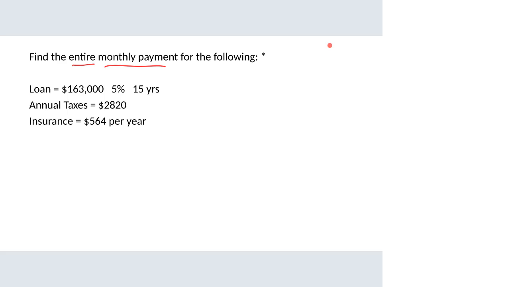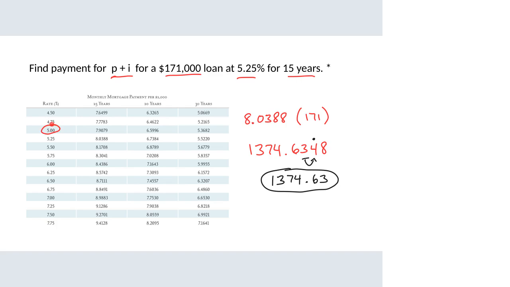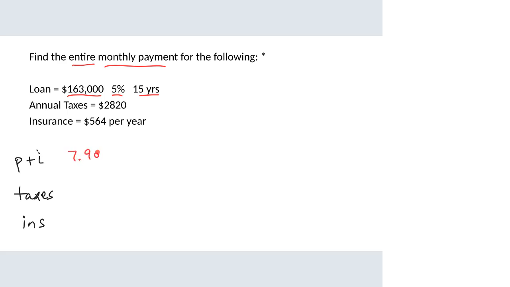So the things we need to make sure we include are principal plus interest, taxes, and insurance. Our principal plus interest is going to be based on these numbers right here, 163,000, 5% for 15 years. So I have to remember that 5% for 15 years when we go back. 5%, 15 years, those two come together at this 7.9079. We need to multiply that by however many thousands we borrowed. That's 163 thousands that got borrowed. So we'll multiply those together.